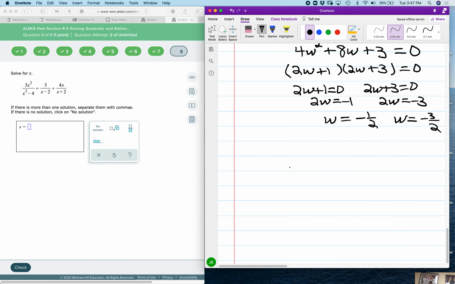Now let's say that for what we have in this remaining case, okay, so you have 3x squared, and I'm just going to write this in factored form. So you have with x squared minus 4, so you have the quantity of x plus 2 times the quantity of x minus 2 is equal to 3 over x minus 2, and we have plus 4x over x plus 2.